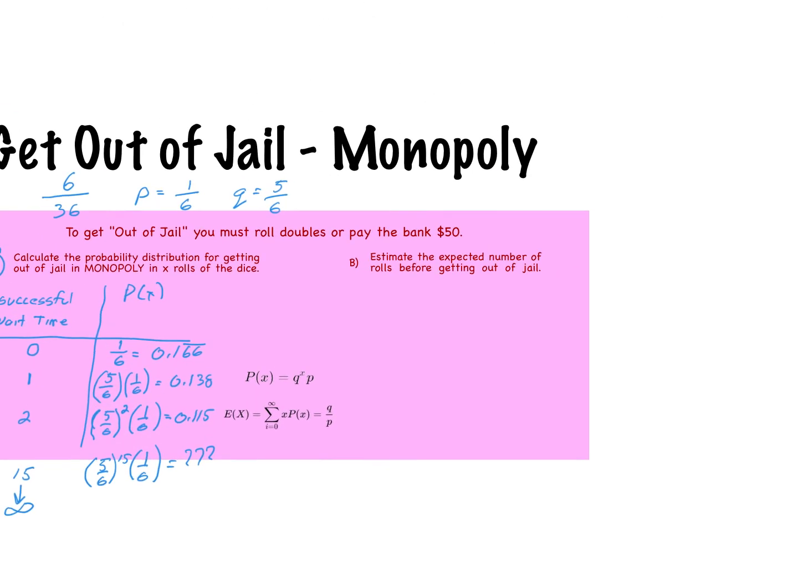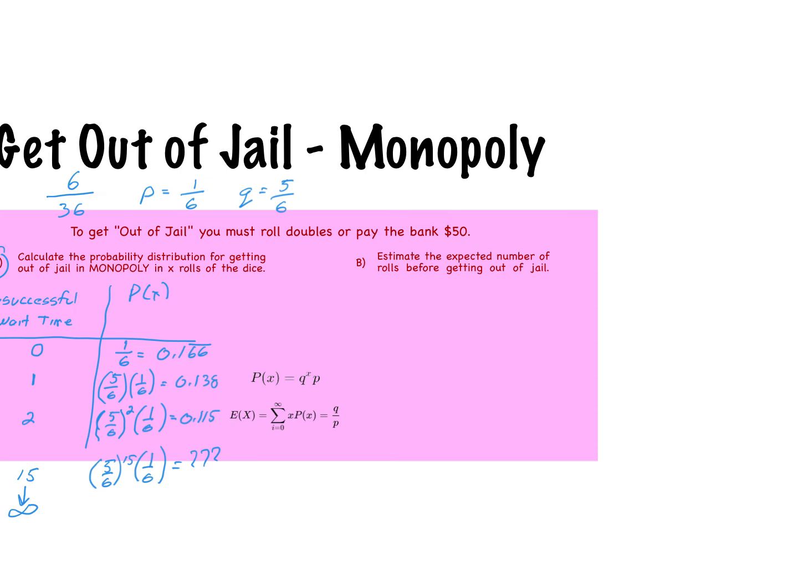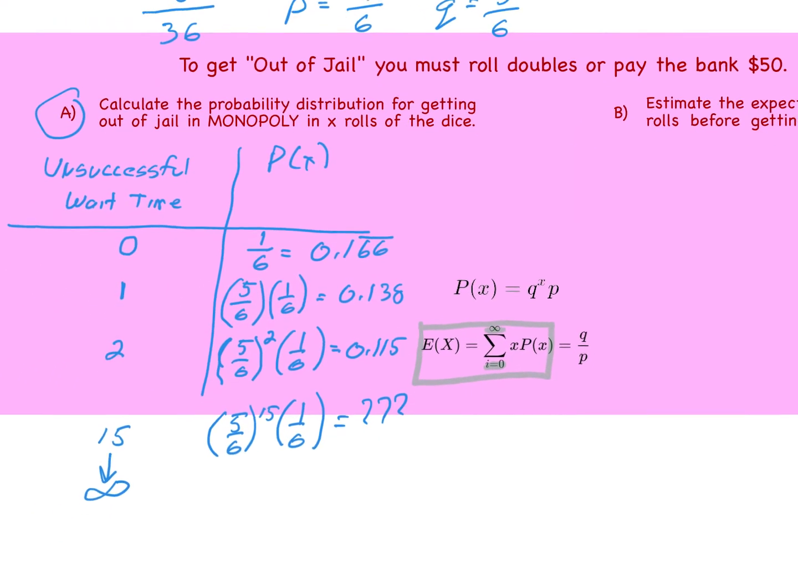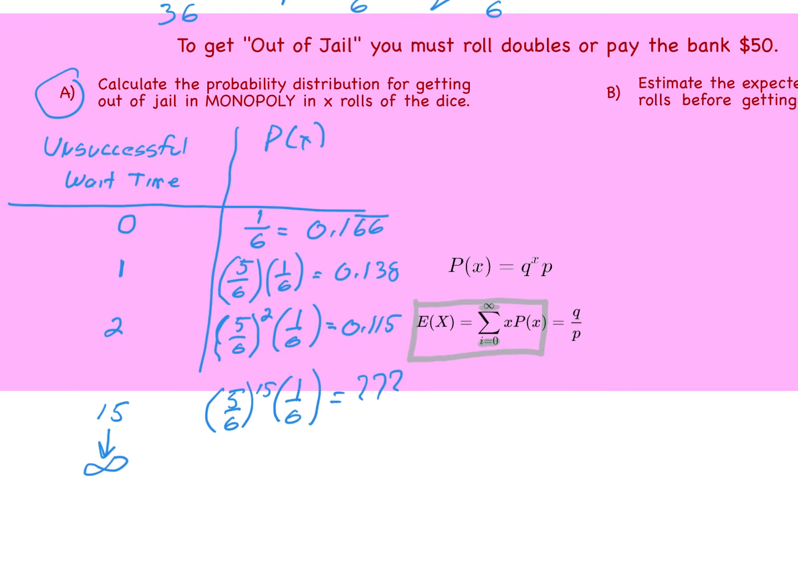So in part B, we're going to estimate the expected number of rolls before getting out of jail. So part B is going to use the first little bit of this formula. So you can see we're adding up from 0 to infinity. So back to our chart. As we're doing that, we're multiplying. So the wait time of 0 times its probability plus the wait time of 1 multiplied by its probability, and so on down the line.